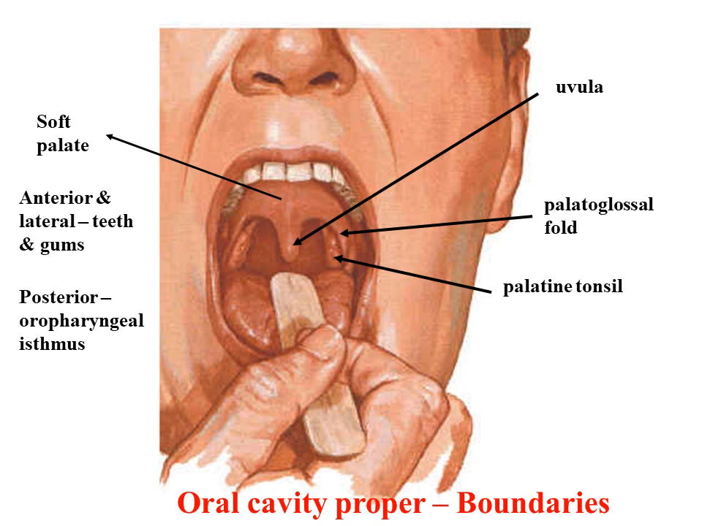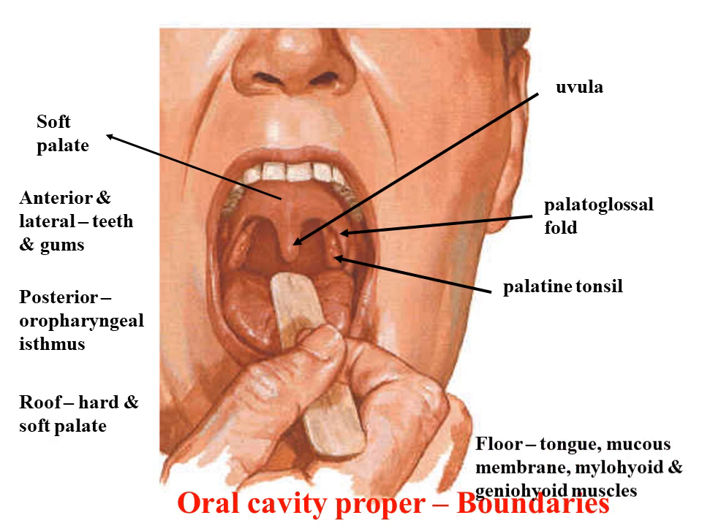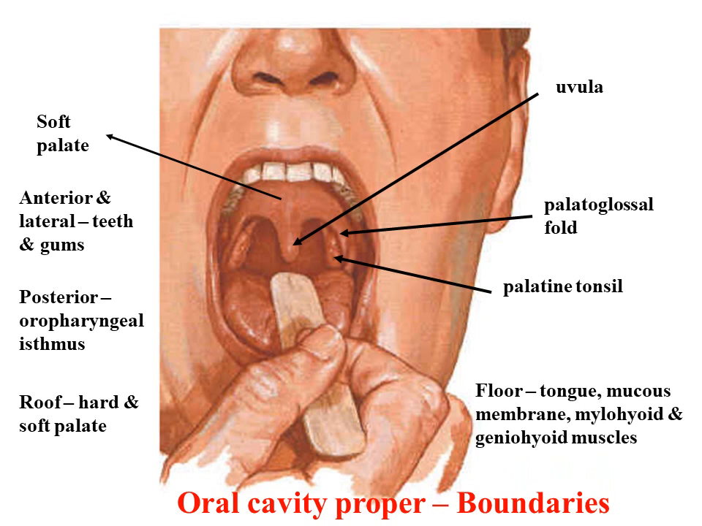Soft palate, anterolaterally, as I said, teeth and gums, posteriorly the oropharyngeal isthmus, roof, hard palate and soft palate. The floor of the mouth, or floor of the oral cavity, is formed by mucous membrane, mylohyoid and geniohyoid muscles.